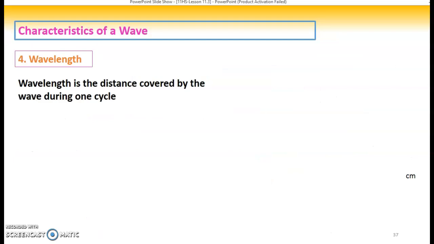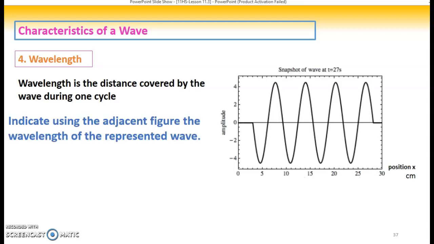Now the wavelength. The wavelength is the distance covered by the wave during one cycle. Now we have to use the representation of the amplitude as a function of position x, because wavelength is the distance covered by the wave during one cycle.